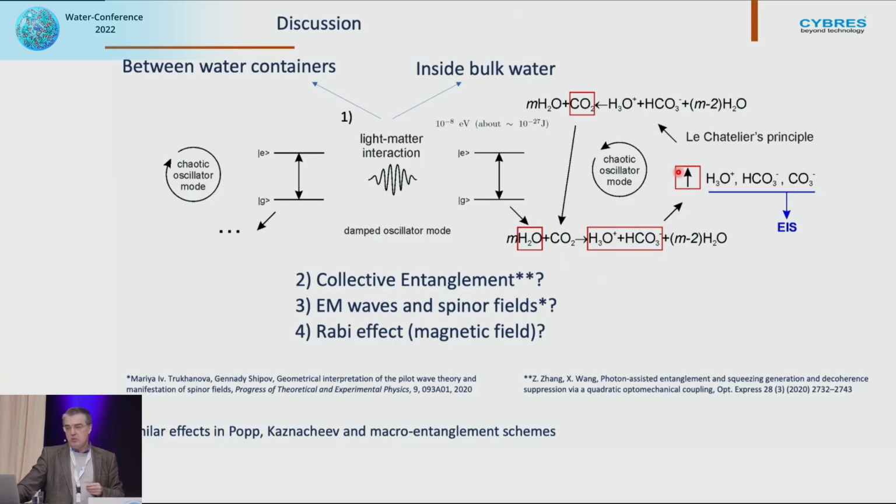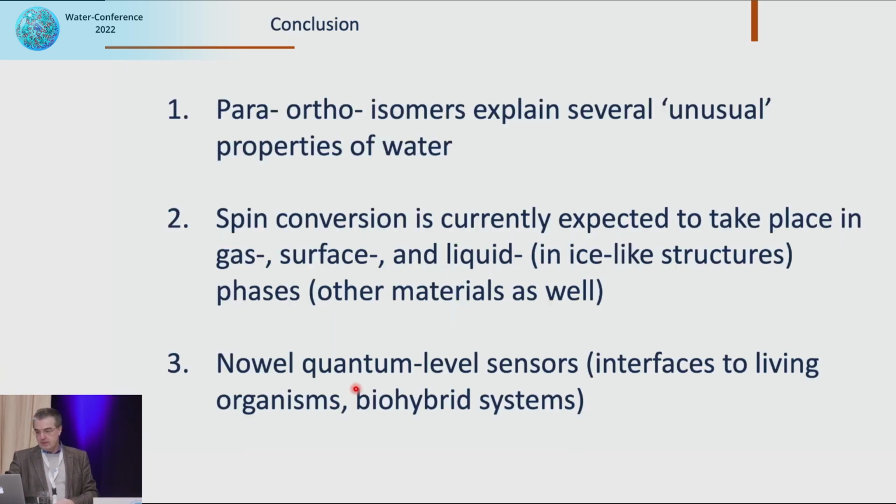And the discussion in the community, among colleagues in the theoretical domain, is what it is: whether it's a kind of spinor field, or a quantum phenomenon, or probably a kind of Rabi effect, a magnetic field. In fact, we don't know. I think this is an open aspect which we will work on and probably present next time. But probably in this way we can explain the effects of Popp, of Kaznacheev, all of these crazy long-distance effects.